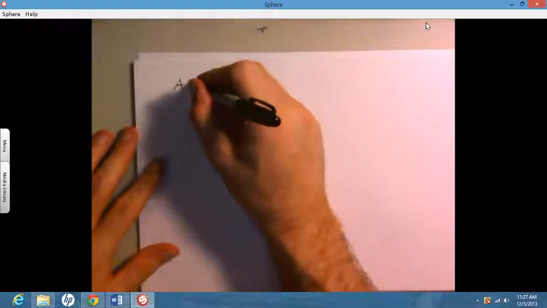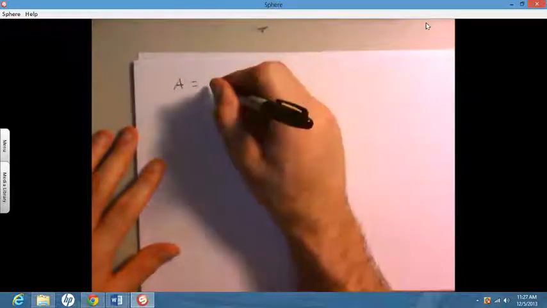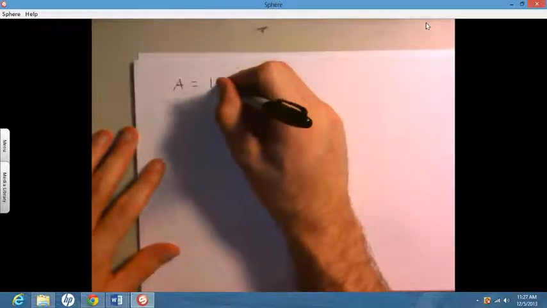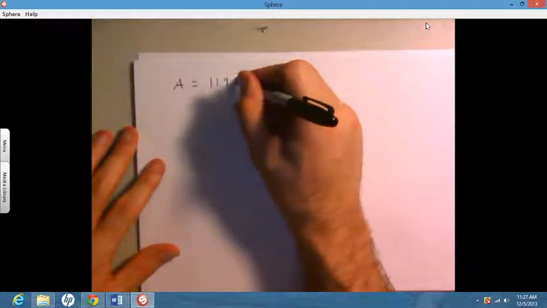Okay, so what we're going to do here is work on calculating the dimensions of a rectangle. In this case, we're told that we have a barn, and the total area of the barn is equal to 119 feet squared. Now, we're given some more information about the barn, so let's go ahead and start by drawing it.